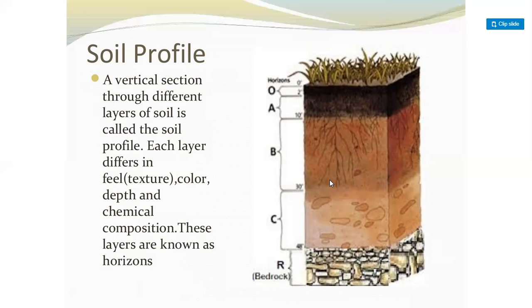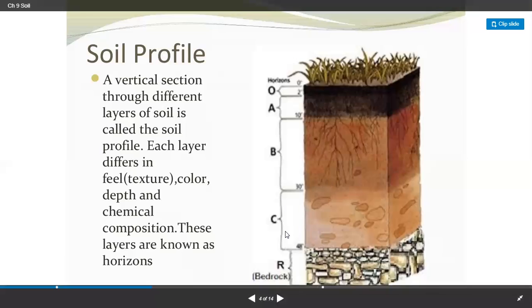Now you can see the B horizon. The layer just under the top layer is called the B horizon. It is also known as subsoil. This layer is slightly harder and more compact. It has very little humus or organic matter. This layer is rich in soluble minerals and iron oxides and is light in color.